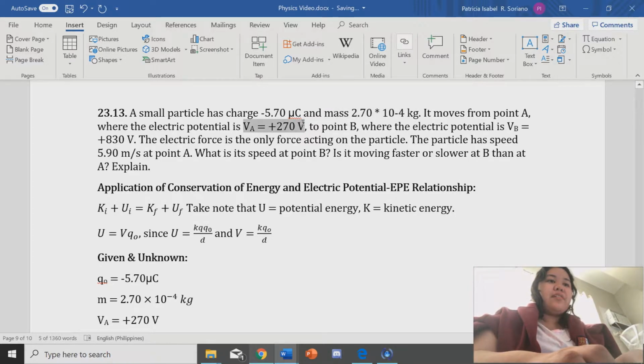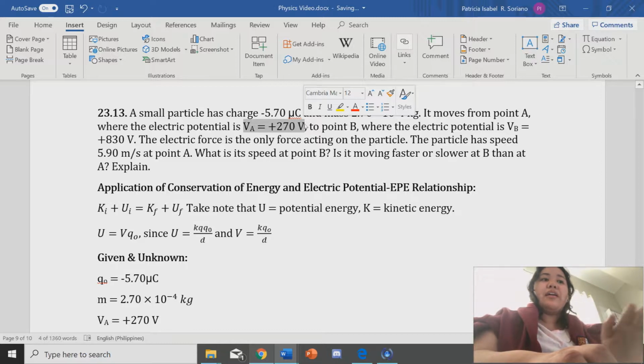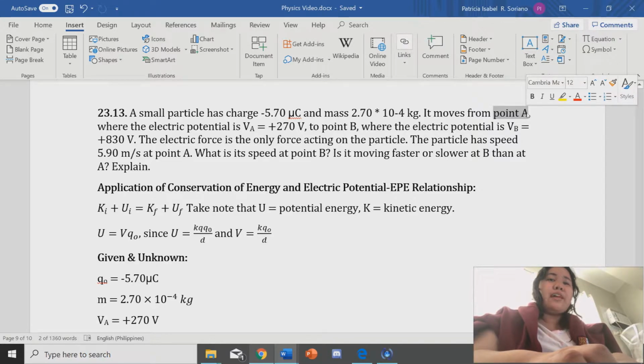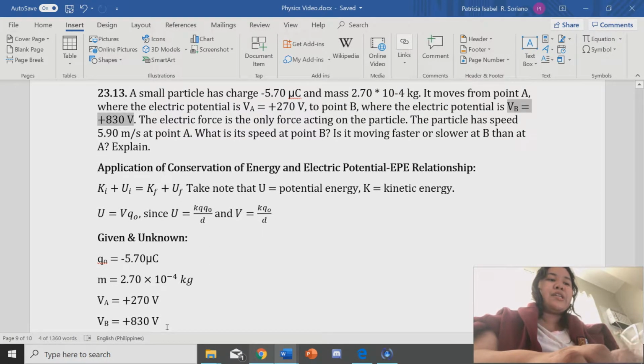Next would be this VA. It's already written in the proper notation for electric potential, which is in volts. And I believe they used VA because they wanted to emphasize that it's the electric potential from point A. So here, at point A the electric potential is 270 volts, while for point B, the electric potential is VB, and that's 830 volts. It's already written in the same notation that I put in the given as well over here.